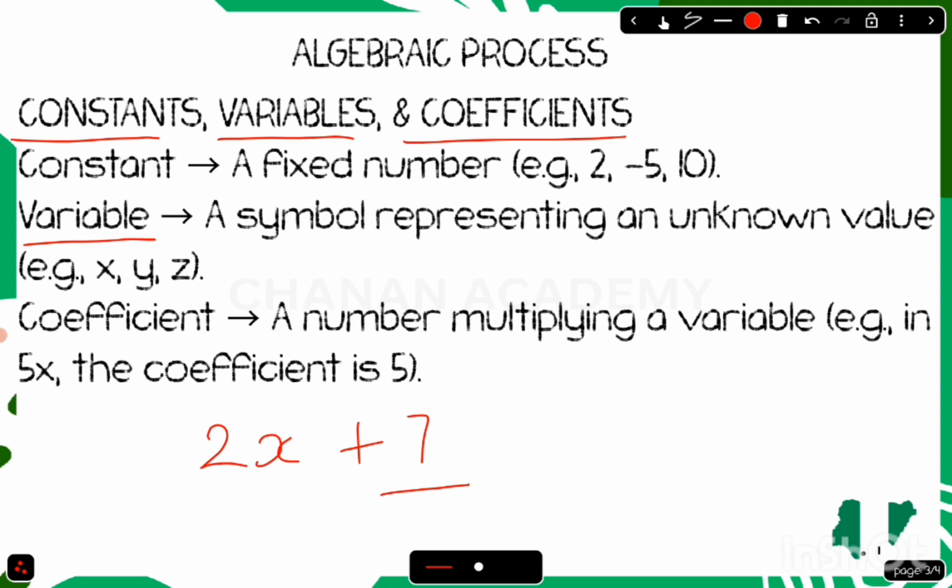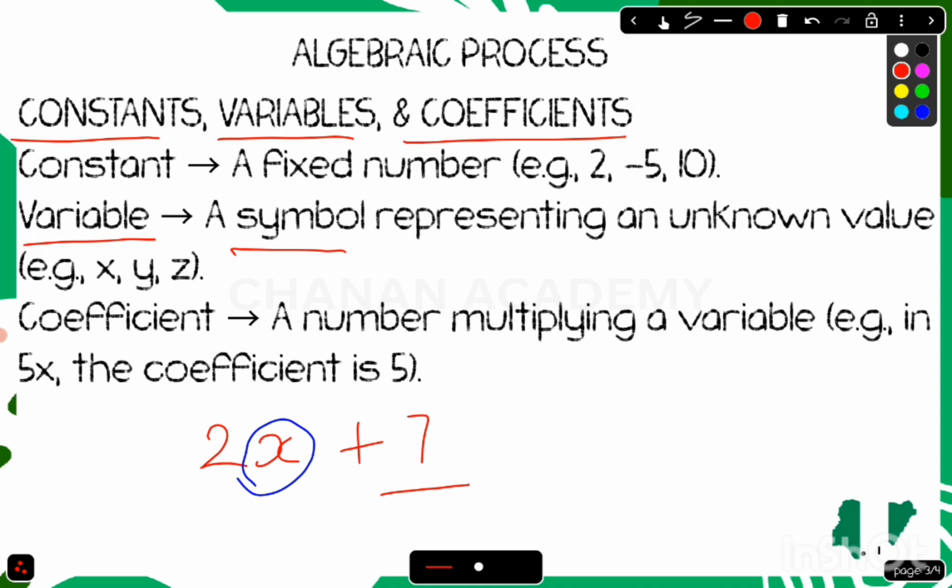The next thing we'll define now is a variable. A variable is a symbol or an alphabet representing an unknown value. Now the word symbol here can also be referred to as an alphabet. So if you check this basic algebra expression, you see that x is the alphabet in this algebra expression. So x is the variable.